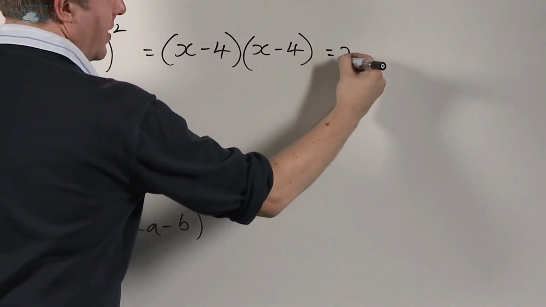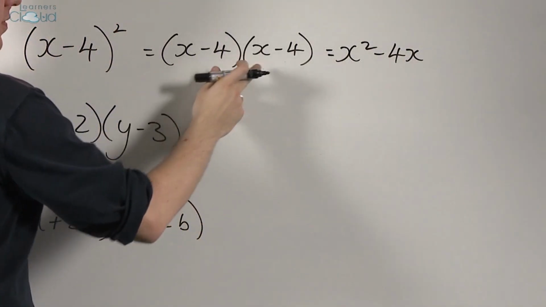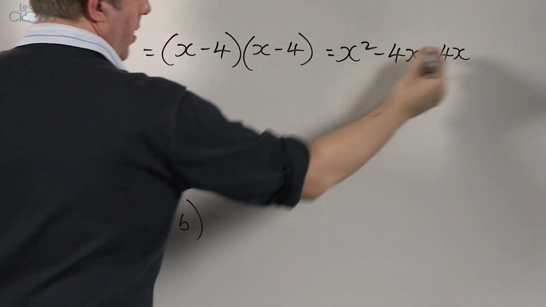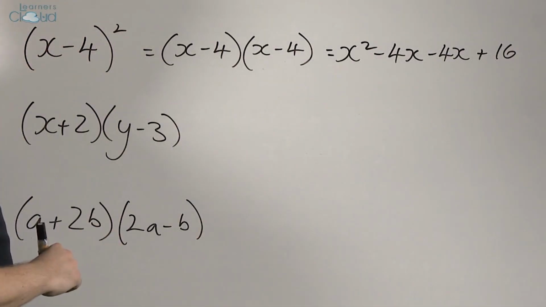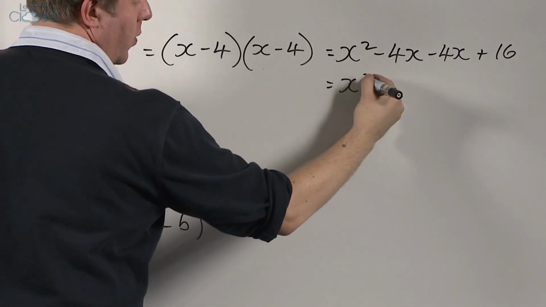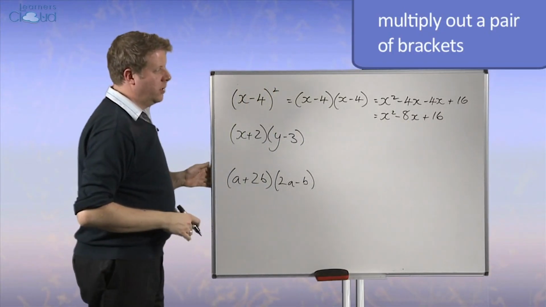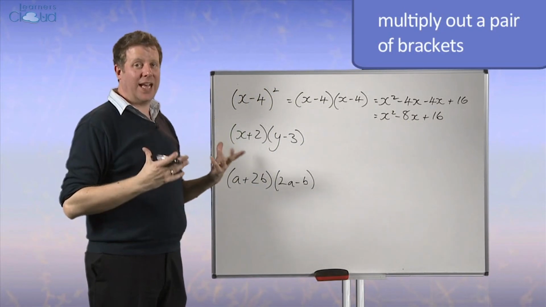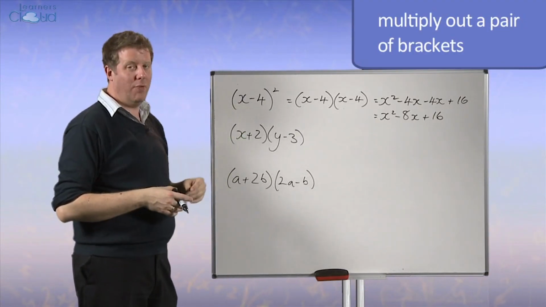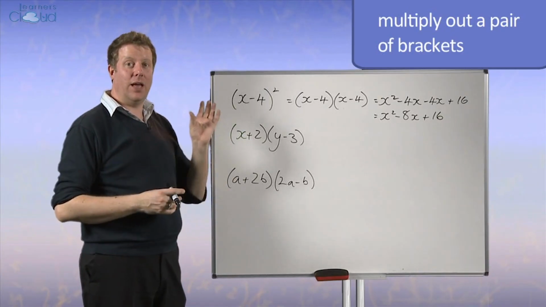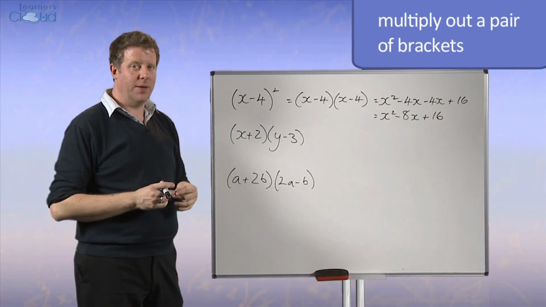So x times x gives us x squared, x times minus 4, minus 4x, minus 4 times x, minus 4x again, minus 4 times minus 4, plus 16. So simplifying that gives us x squared minus 8x plus 16. So you can see that's a completely different answer to the x squared minus 16 that a lot of people do. So remember, it's not as easy as just squaring the terms in there. Think about it as being, if it's a bracket squared, the bracket multiplied by the bracket again.